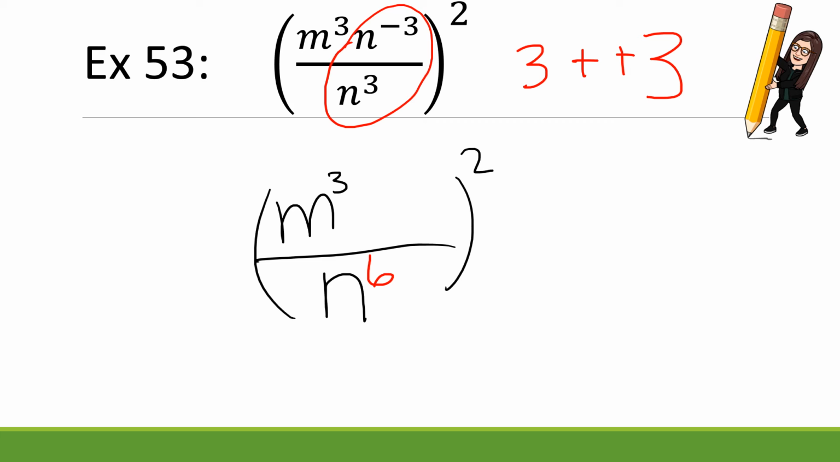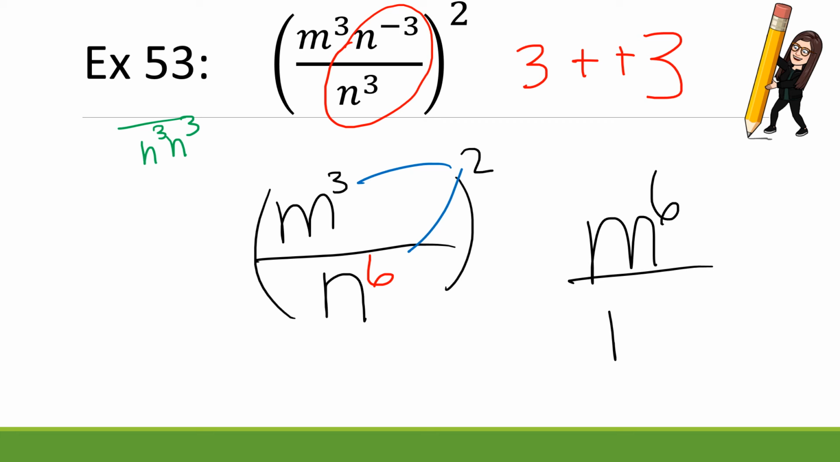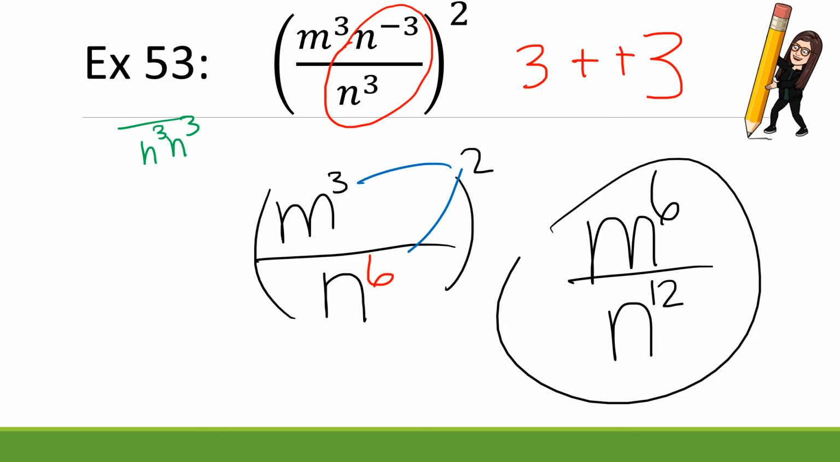If that doesn't make sense to you, watch this. What if I kicked the n to the bottom? Then I'd have 3 and 3, which still would make 6. Okay? Let's take care of that distribution now, because now I only have to distribute twice. 3 times 2, 6. 6 times 2, 12.